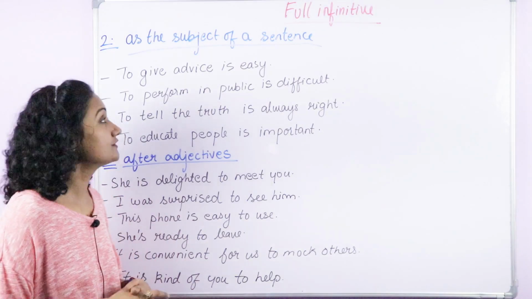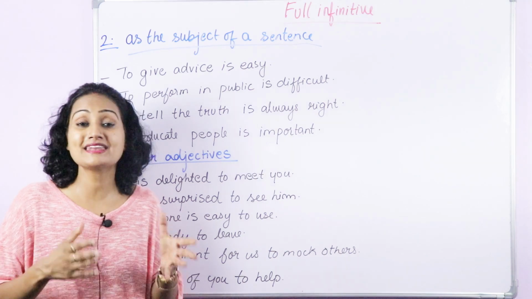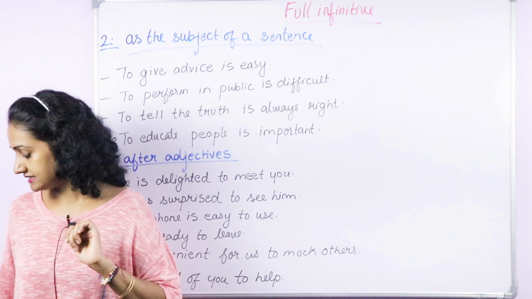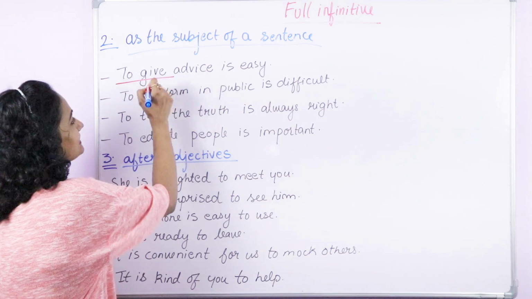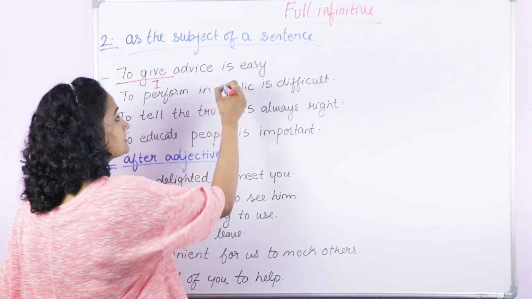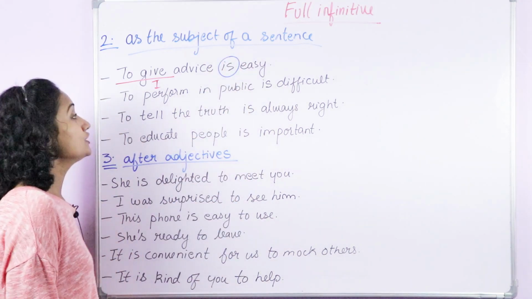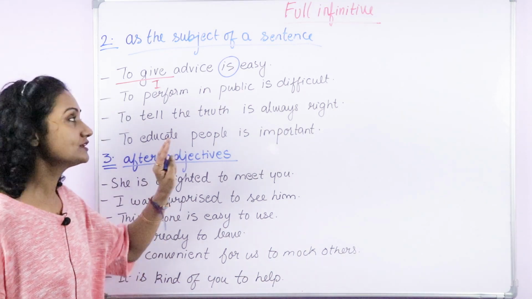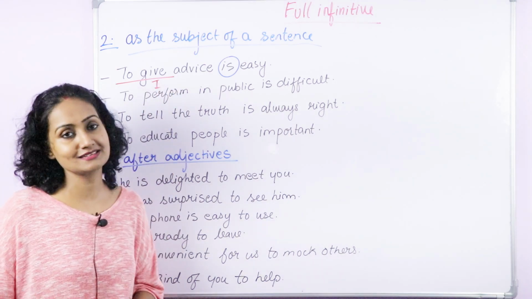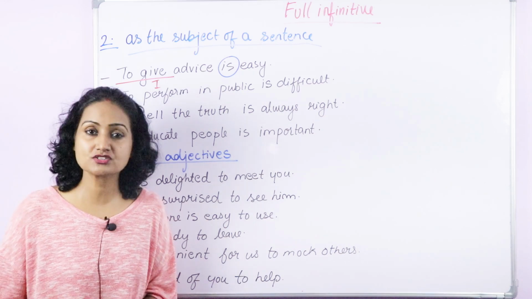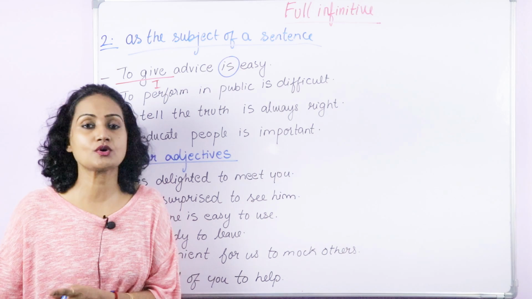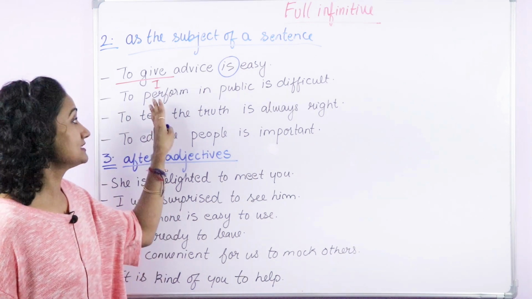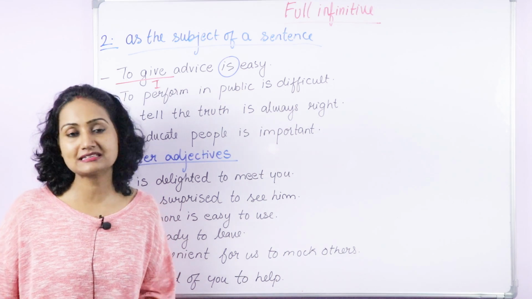Next we use the full infinitive as the subject of a sentence, when an action becomes a subject. How? Let's see. To give advice is easy. So here to give is an infinitive and the main verb is this. This is the main verb, okay? To give advice is easy. So here what are we talking about? To give advice, okay? So here to give, this infinitive, acts as a subject. We know what a subject is? The one who does an action, the doer of an action, or the one who or what we are talking about. So here we are talking about to give advice. So to give, this full infinitive, is a subject in this sentence.